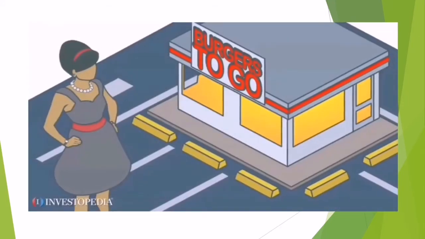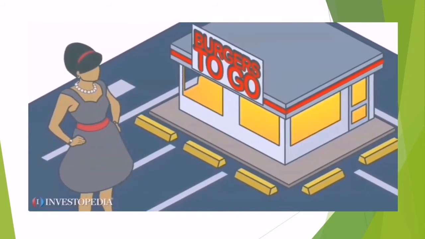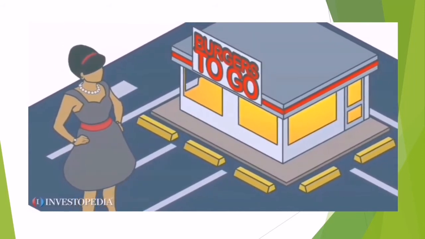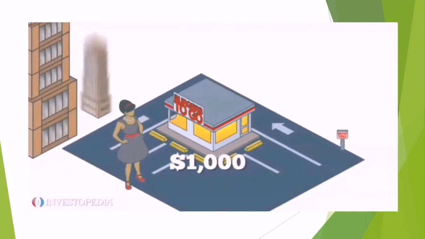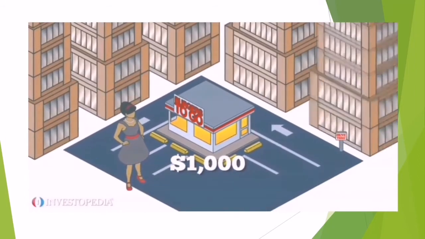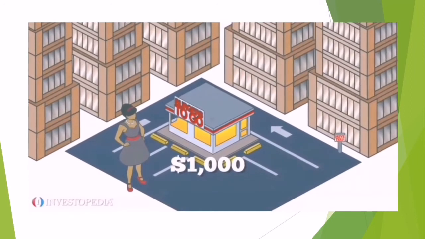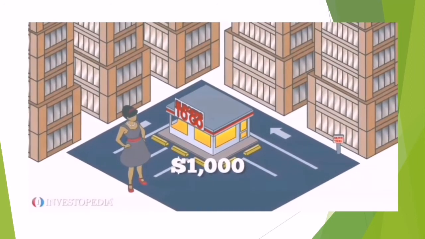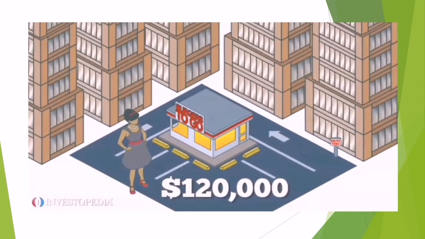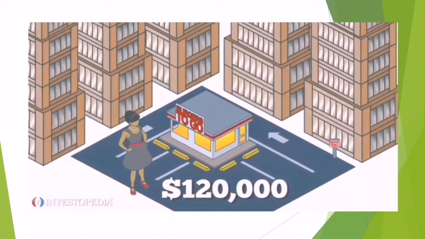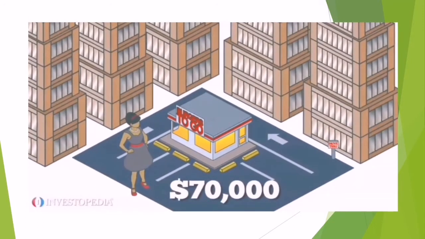Alex has been operating her burger shop for 50 years at the same location. She purchased the land and building for $1,000. Over the years, the area where Alex operates has grown. Alex's burger shop now sits on some of the most valuable property in the city. If Alex rented her land, she could make $120,000 per year. Instead, Alex keeps flipping burgers and earning about $70,000 a year in profit.